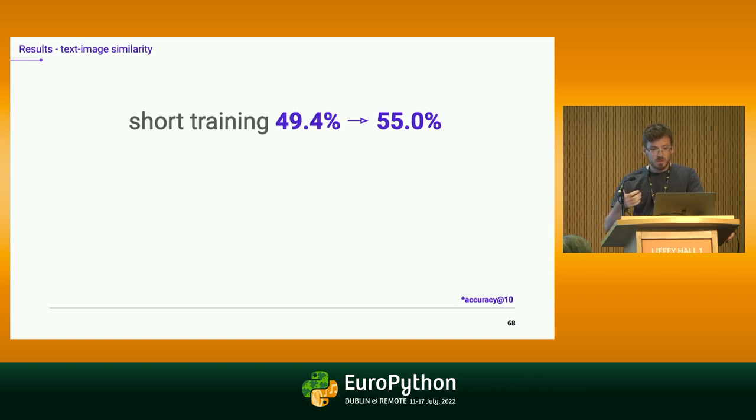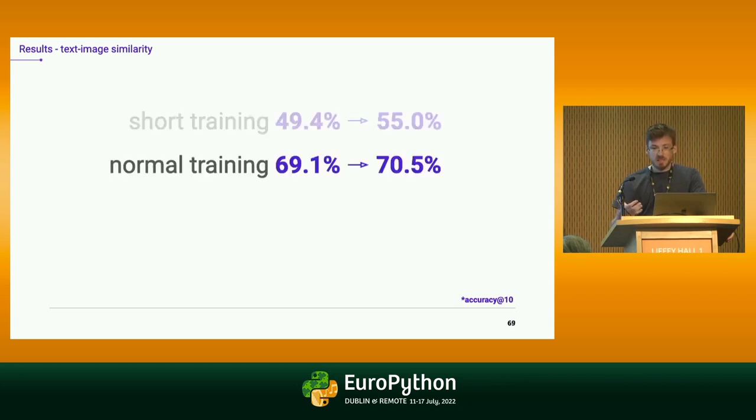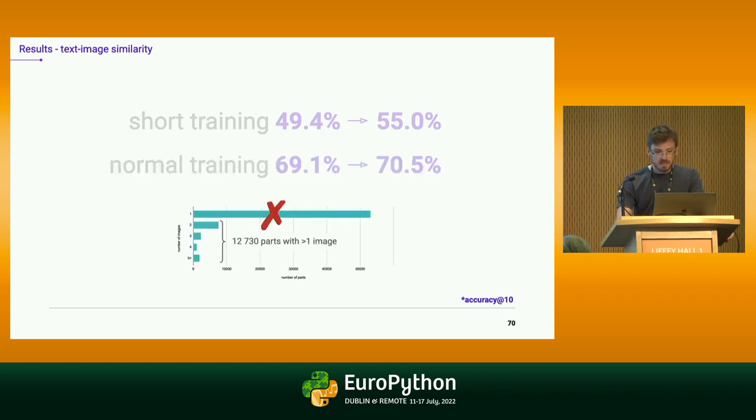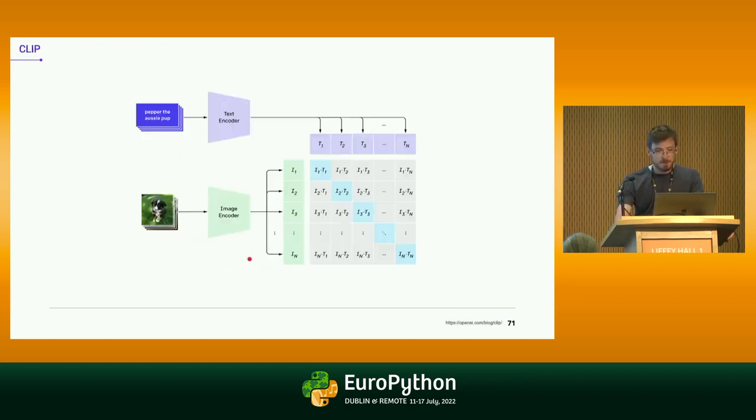So when I was hypertuning this approach, I was actually getting pretty nice results. But for a normal training, it was only 1% better. And sadly, if I actually use all those images or those parts, it actually hurt the performance. So this result is still, again, for these 12,000 images.